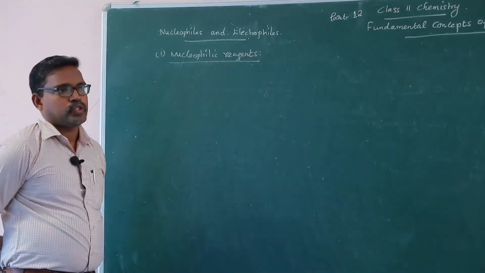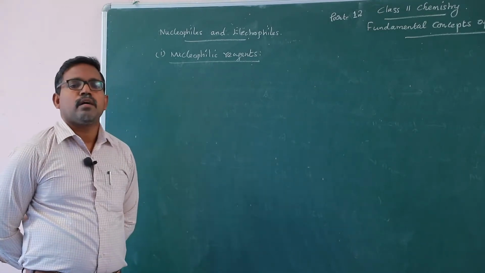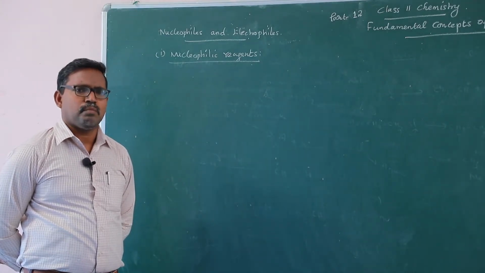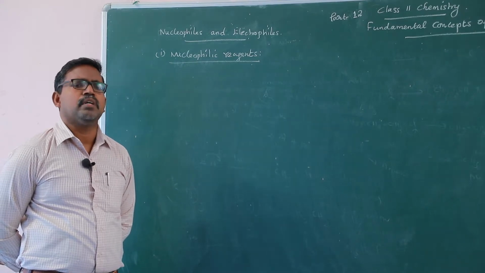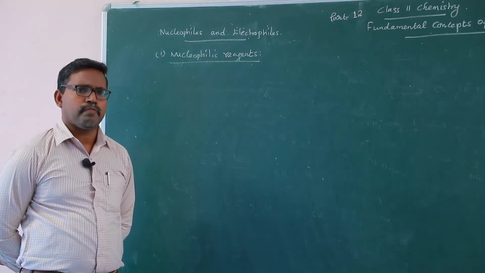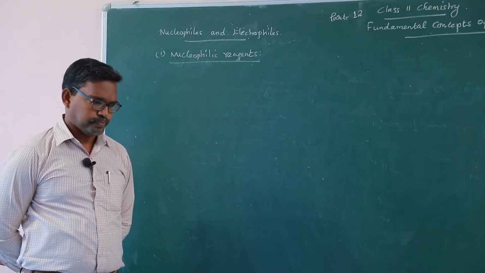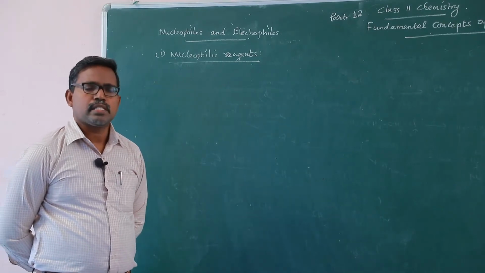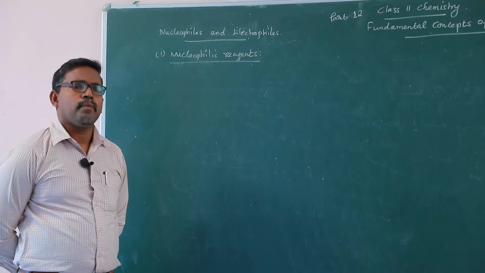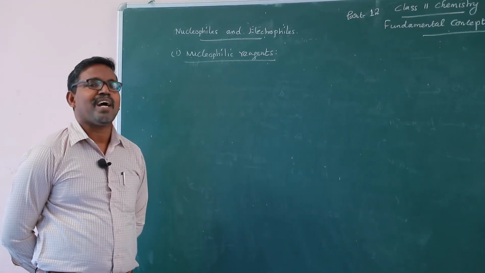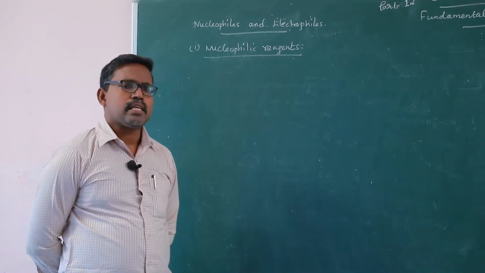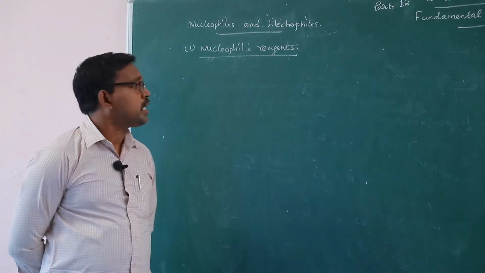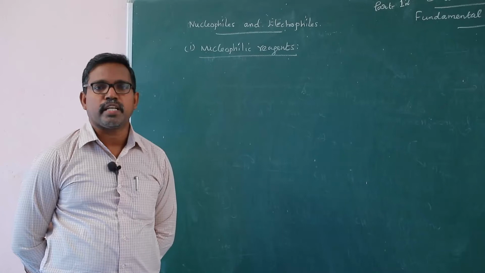What are nucleophiles? The nucleophiles are the reagents or the neutral compounds or ionic compounds. It must have at least one lone pair of electrons in their valence shell, either neutral molecules or the charged molecules. Electron sufficient centers. These electron sufficient centers are said to be nucleophiles or nucleophilic reagents.